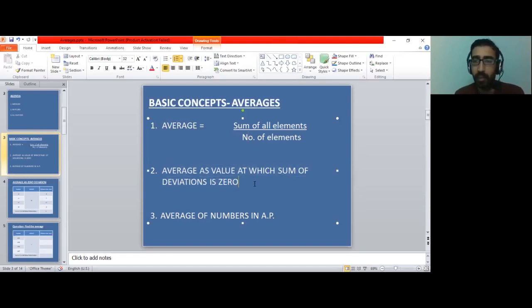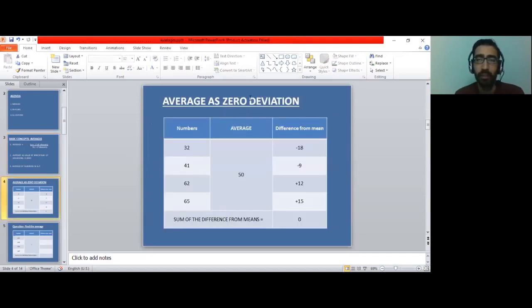We will talk a bit about understanding average as a value at which the sum of deviations is 0. This is very interesting, very important, and helps us solve calculations in general. And then we'll talk about the average of numbers in AP, which is incredibly direct, very simple. So let's jump to understanding average as zero deviation.